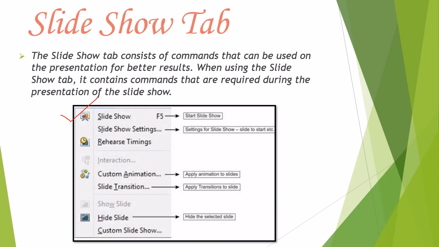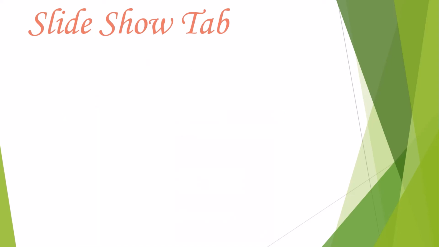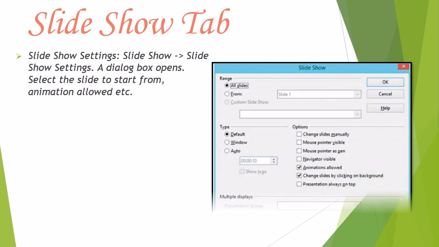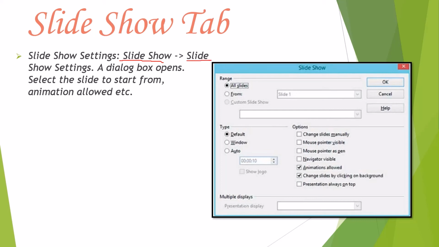First of all, how to make slideshow settings. Choose the slideshow tab, then choose the option slideshow settings. Then a dialog box will appear as shown here and you have to make the different settings for the slideshow.